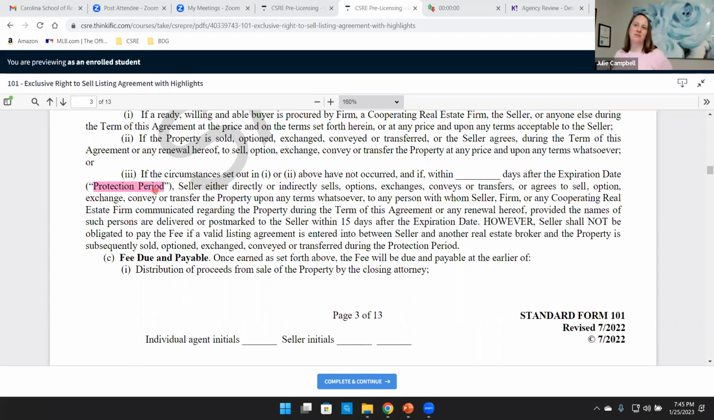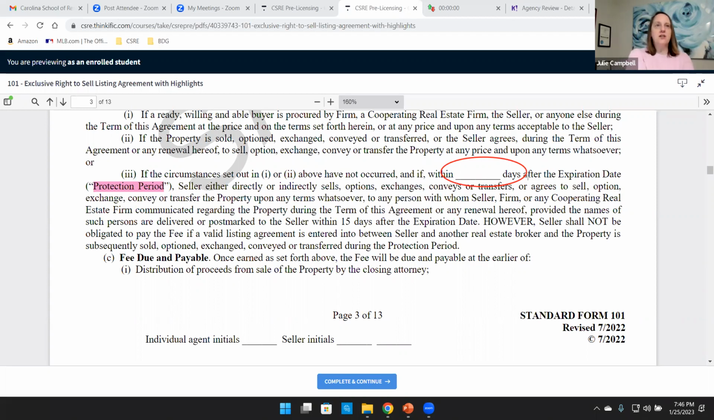The agency agreement specifically says protection period. This is what the protection period is. If the circumstances set out above have not occurred within X amount of days, again, how many days? It's all negotiable. Within X amount of days after the expiration date, if the seller sells within those days, the listing firm may still be entitled to a commission.